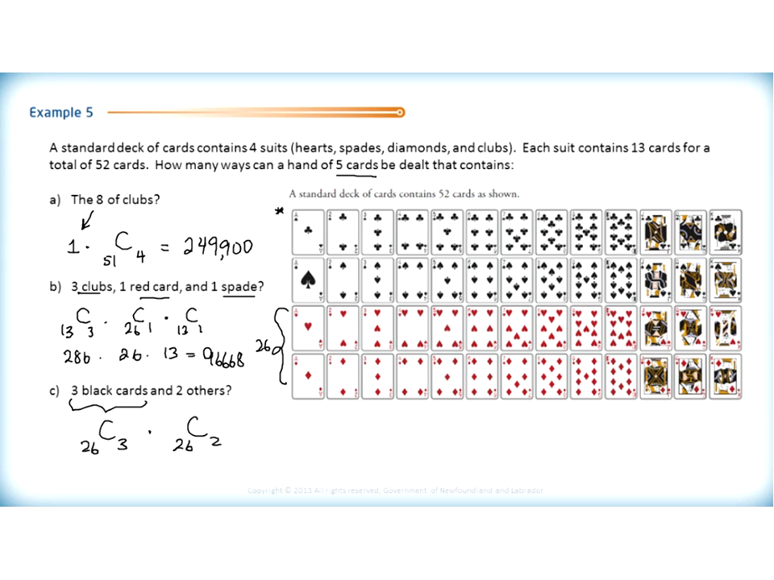Let's see what that equals. C(26,3) is 2600, times C(26,2), which is 325. Multiply the two together, and we get an answer of 845,000. And that was the last example.